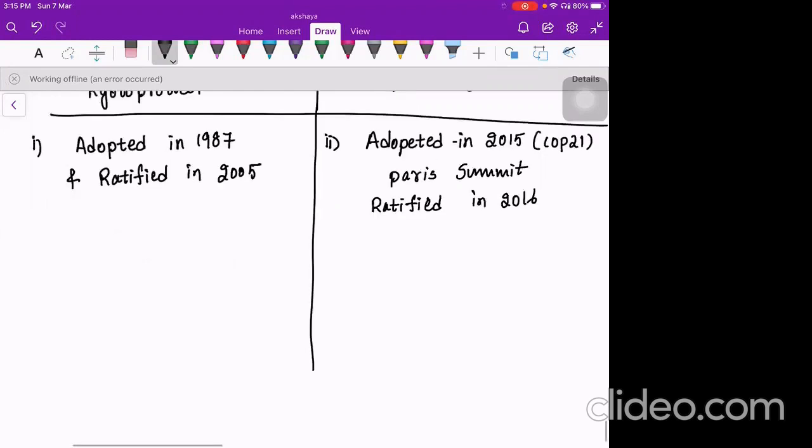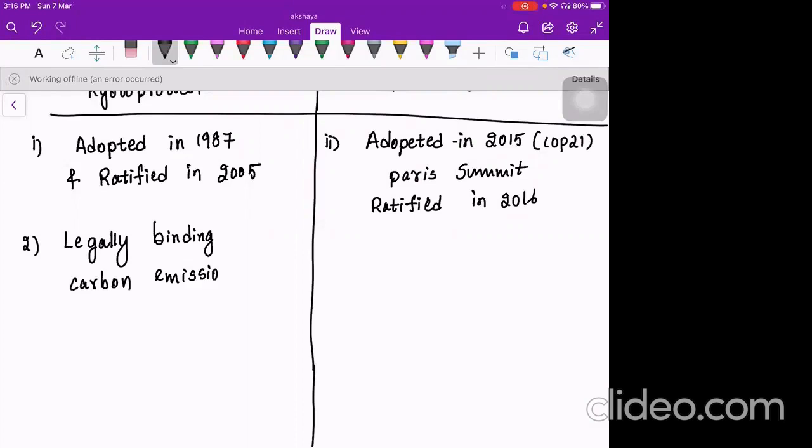Right, this is one. Second one, you see, it is legally binding carbon emission reduction targets. That means, targets to whom are they giving? They are giving these targets to Annex 1 countries, the developed countries. Only to Annex 1 countries. Why? Here, 1 ton of reduction, 2 ton of reduction, 3 ton, 300 ton, 400 ton is given, legally binding.